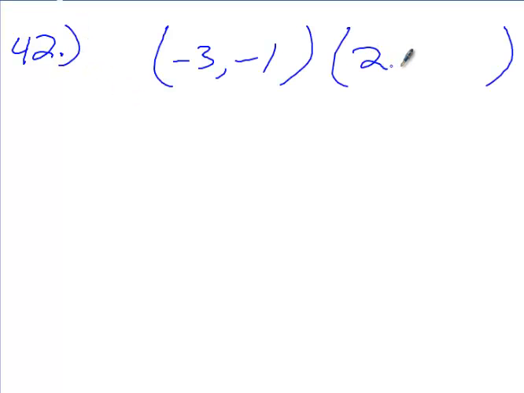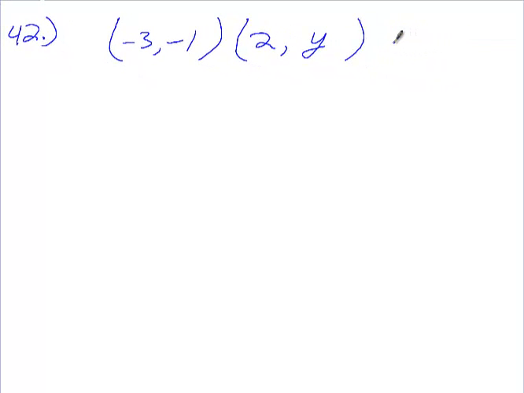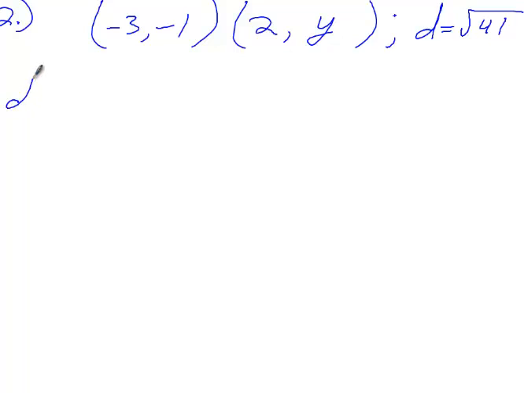All right, 42. What does number 42 give you, please? 2 and y. Okay, and then is this a d or an m? Okay, and what's the distance? Square root of 41. All right, so this is the same thing as what we just started with today, right? What piece did they give me? The midpoint or the distance? Distance. So I'm going to start off by using my distance formula. So let me write it all the way out so you all can see what I'm doing up here.